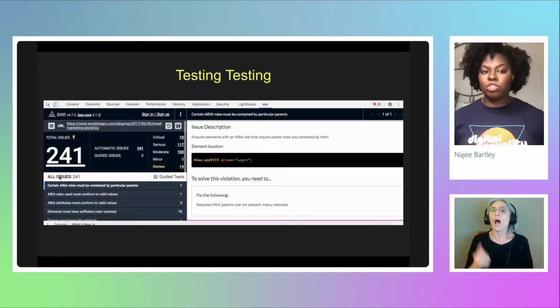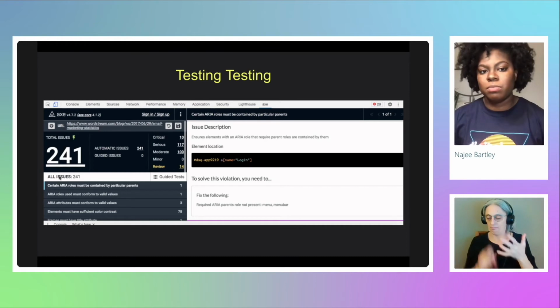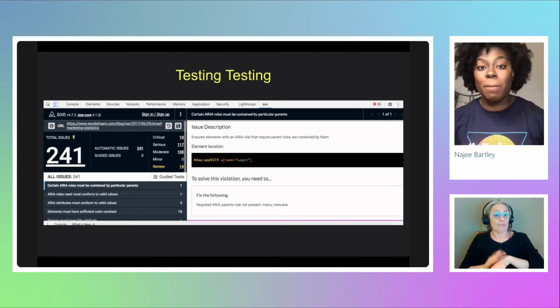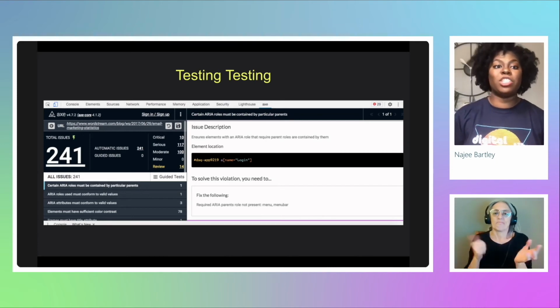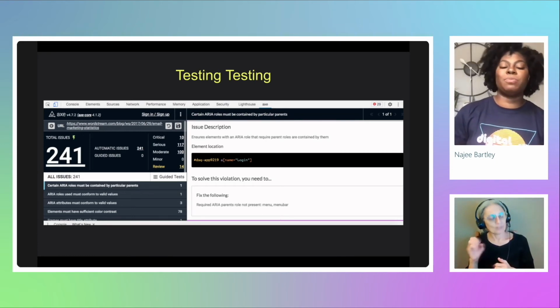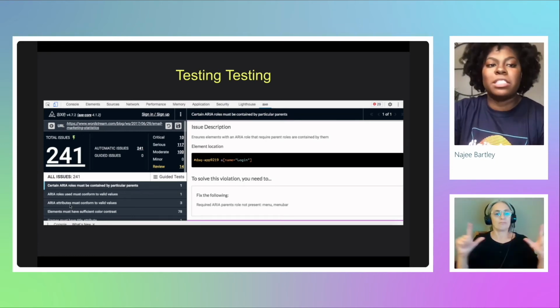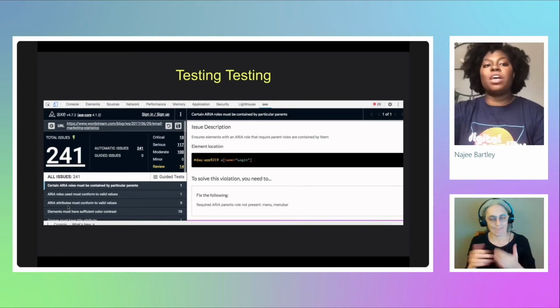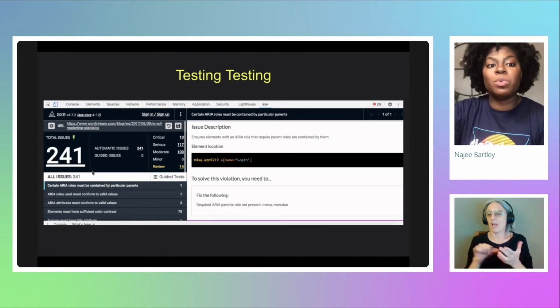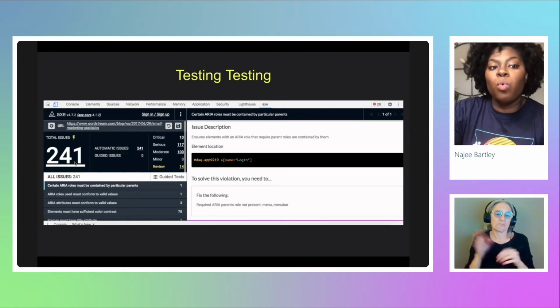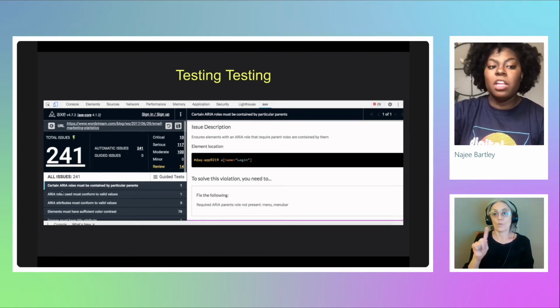First and foremost, just to give you a heads up, this is just a regular page. I'm not telling you what the page is. You can probably see the page, but that's not what I'm saying. This is just a regular website page that I decided to do it on. But this one has 241 issues.